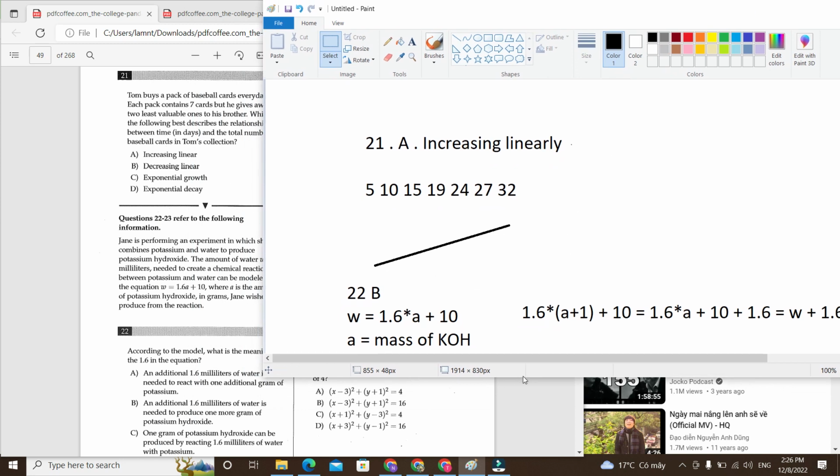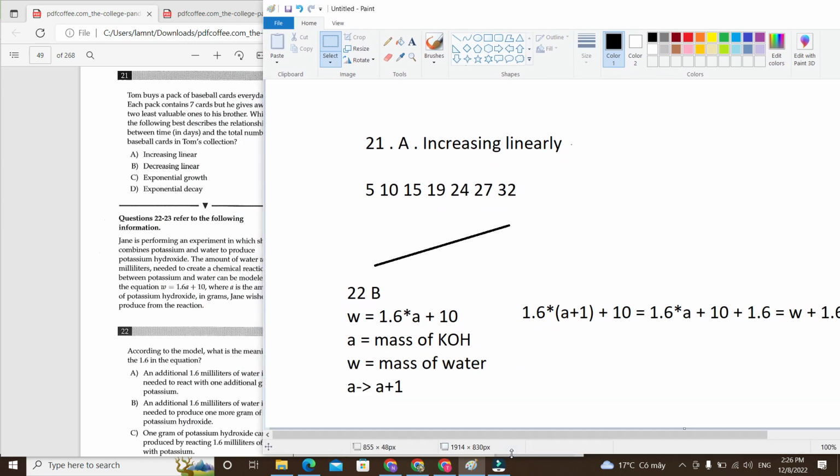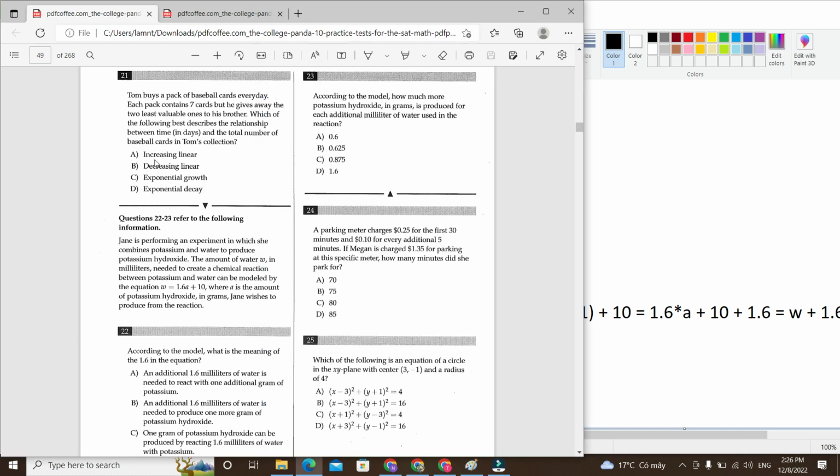Let's check number 21 here. At number 21 we have that Tom buys a pack of baseball cards every day. Each pack contains 7 cards, but he gave away at least 2 valuable ones to his brother. Which of the following best describes the relationship between time in days and total number of cards in Tom's collection?